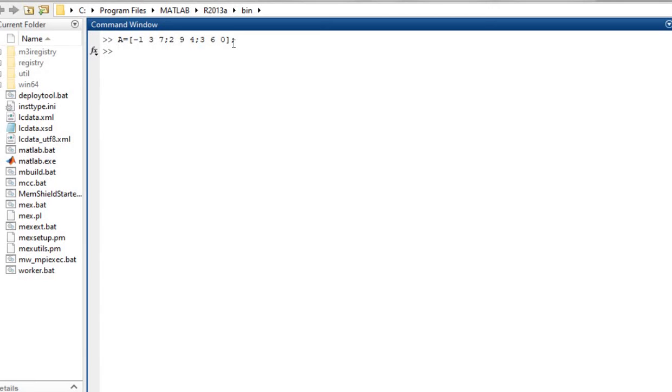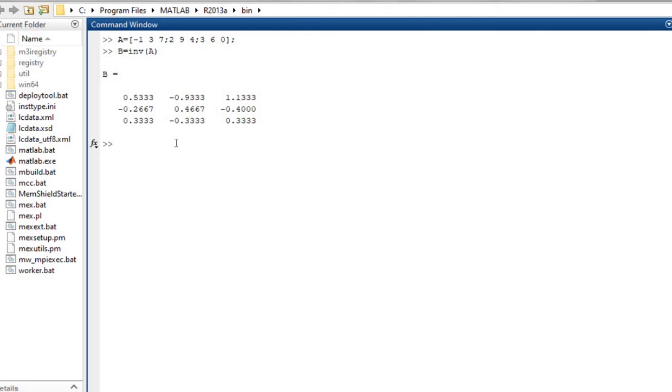And we need the inverse, so we give the name for the inverse as B. The inverse command is INV. Within the brackets, we use the matrix A, since we already gave it the name A. We want to display it, so no need for the semicolon here. We press enter, and we get the inverse.